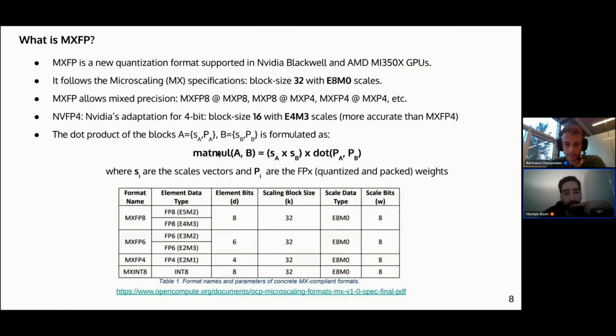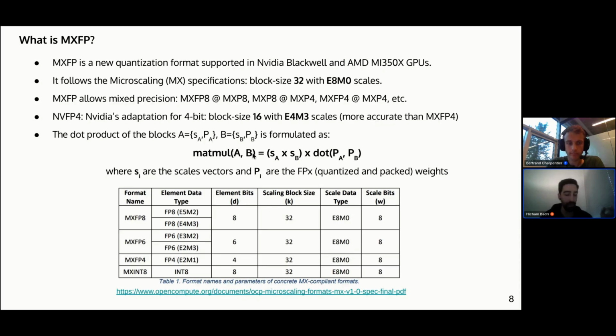So there's another format called NVFP4, and it's Nvidia's adaptation of MXFP4. The difference is that they use a smaller block size, 16 instead of 32, and they use float8 scales. There's a good reason why they do this, because it's much more accurate. So pretty much on NVIDIA, everyone is using NVFP4 because it's just more accurate. But NVFP4 is only for NVIDIA GPUs. There's no NVFP4 on AMD, but there's MXFP4 on AMD.